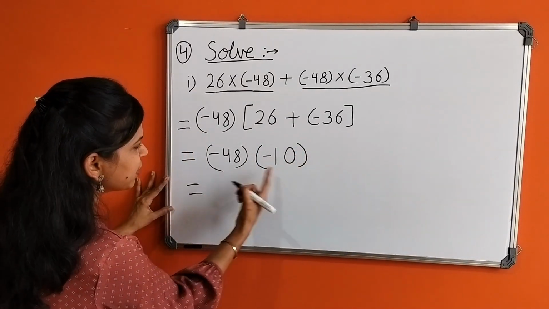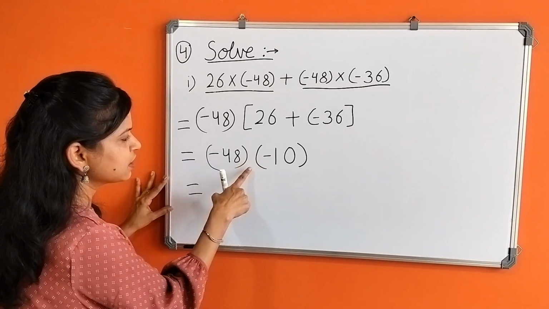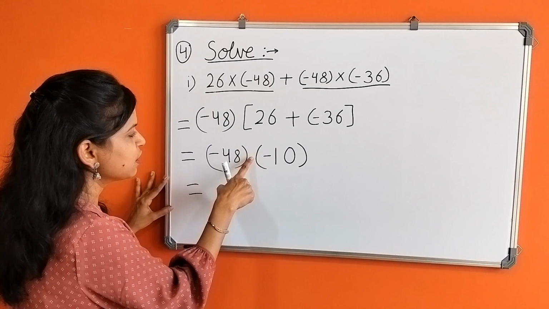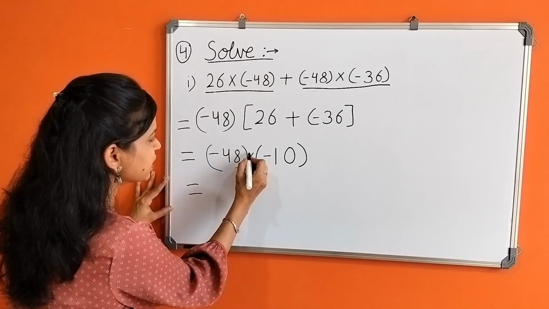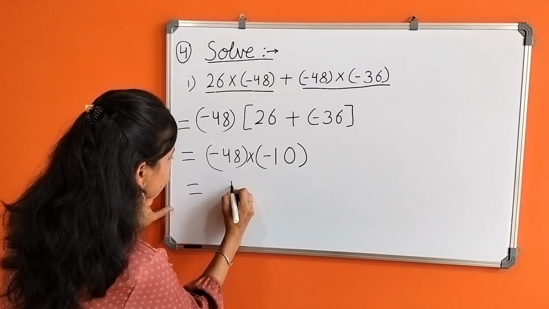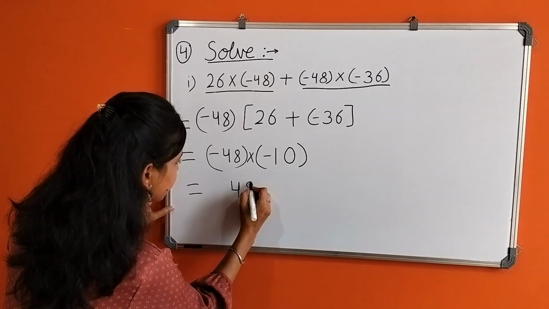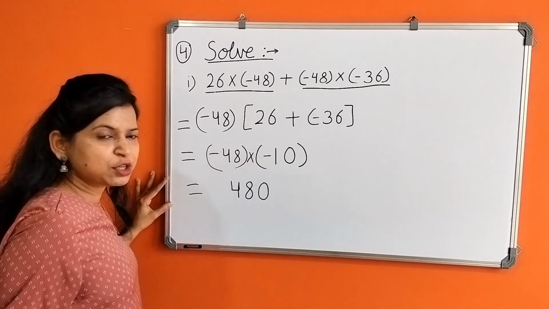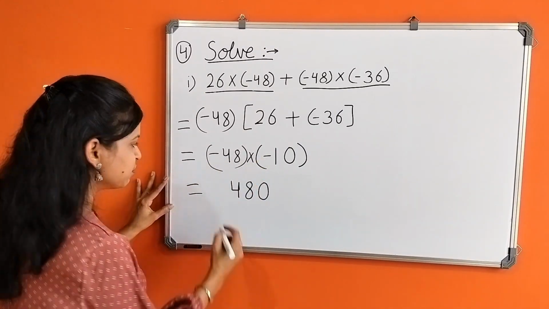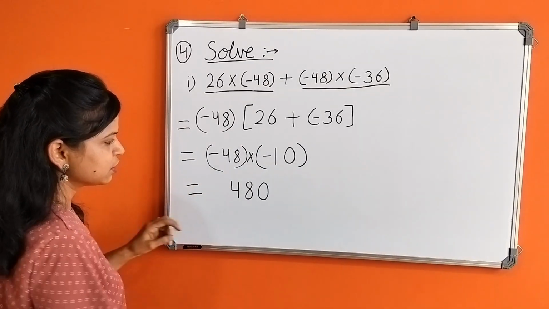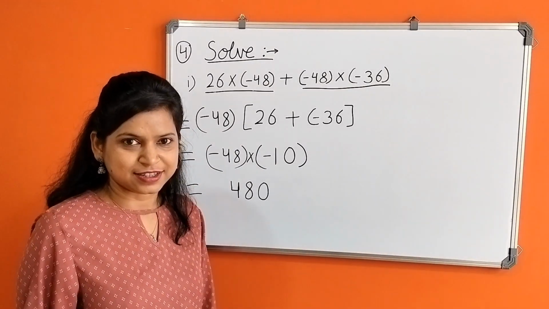Now multiply both, because if there is no sign between two brackets means there is multiplication sign. So 48 into 10 is 480 and two negatives are getting multiplied. Even number. So answer will be positive. So this is our answer.